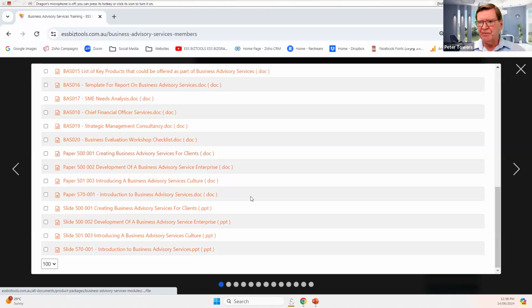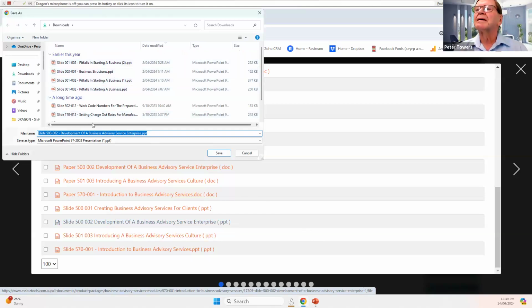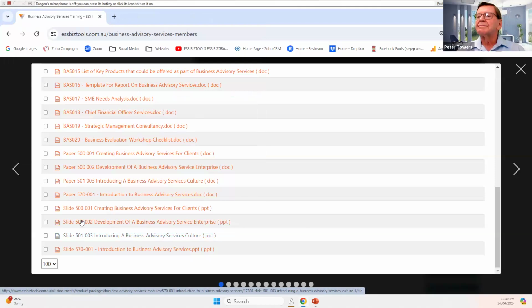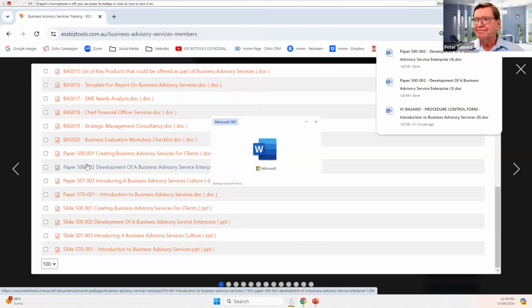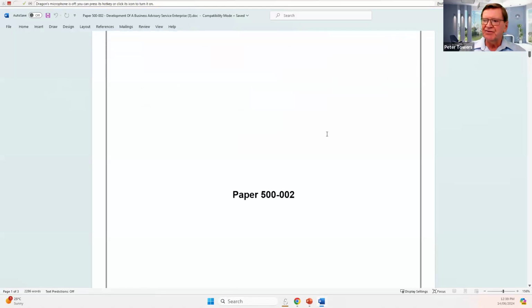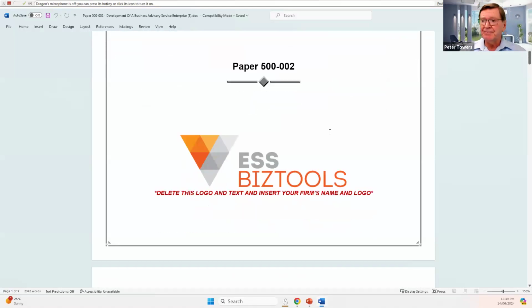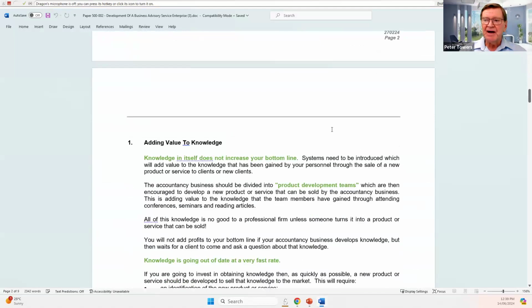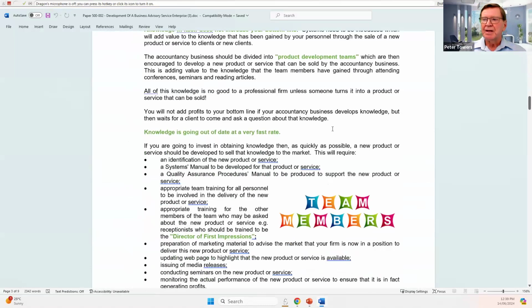I've now gone back to the procedure control form because I want to just show you the... Oh, no, I was on slides then, sorry, that's all right. There are PowerPoint slides throughout this system. And this is the development of business advisory services and enterprises, paper 500-002, which adds a little bit to what we've been talking about, adding value to knowledge, so as to give you the overview.